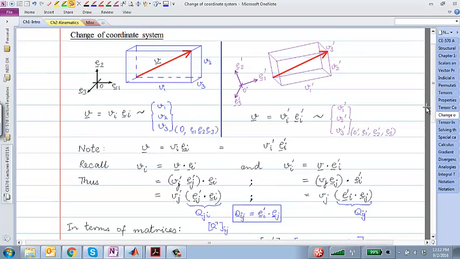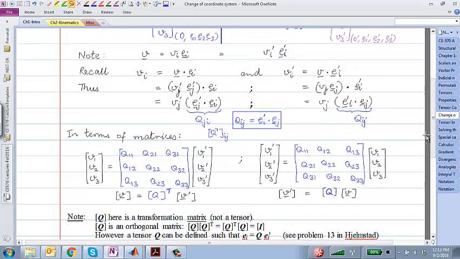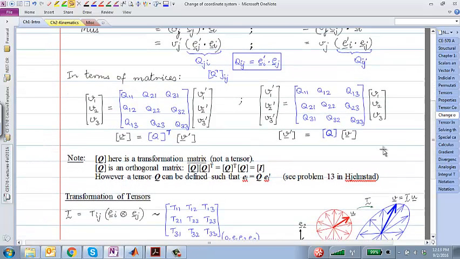So we just learned about how to transform vectors from one coordinate system to another. And I said that we do that by using this Q matrix. Okay, so that's what this note also says here. Q here is a transformation matrix, not a tensor.